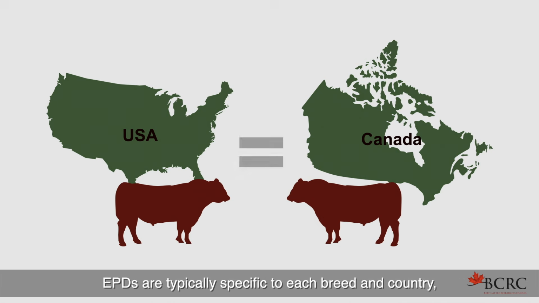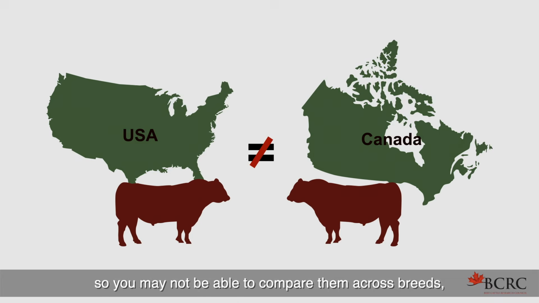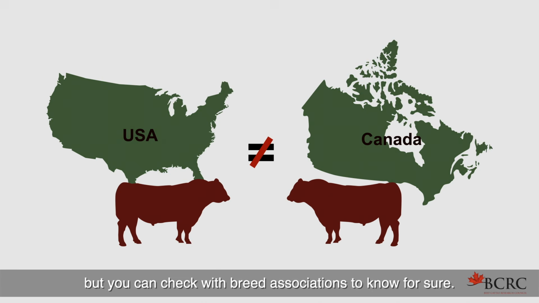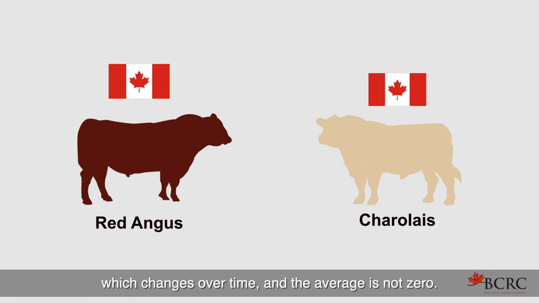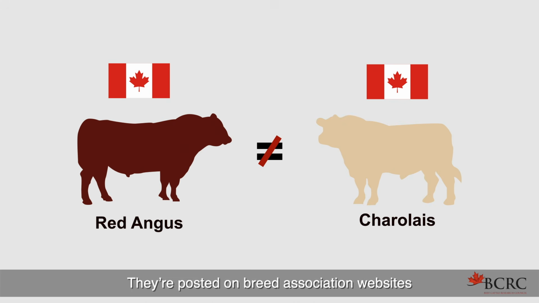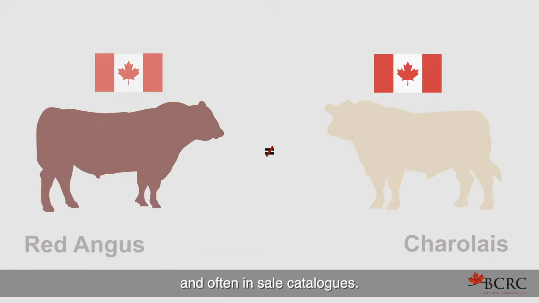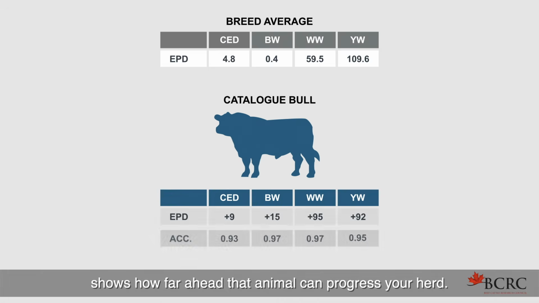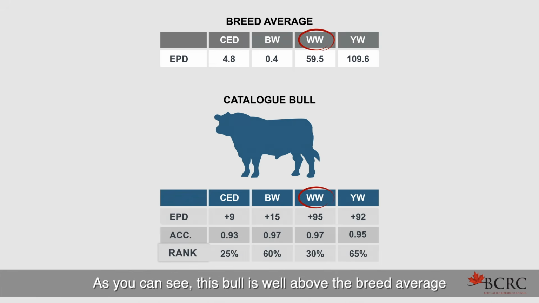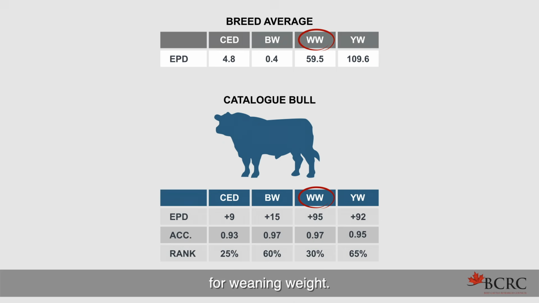EPDs are typically specific to each breed and country, so you may not be able to compare them across breeds, but you can check with breed associations to know for sure. Always check the current breed average, which changes over time, and the average is not 0. They're posted on breed association websites and often in sale catalogs. Comparing the EPD to the breed average shows how far ahead that animal can progress your herd. As you can see, this bull is well above the breed average for weaning weight.